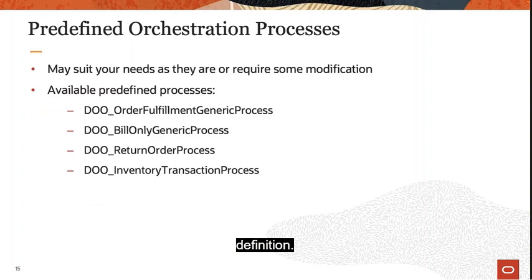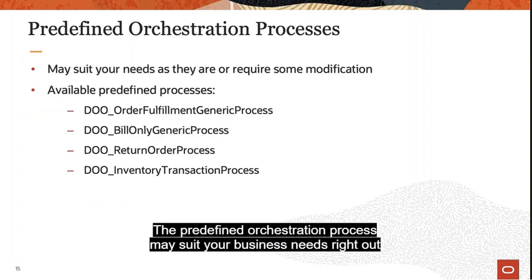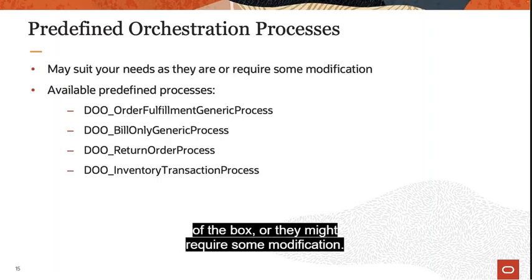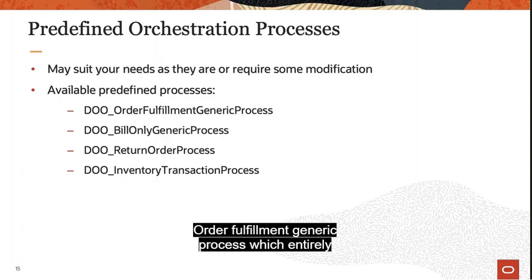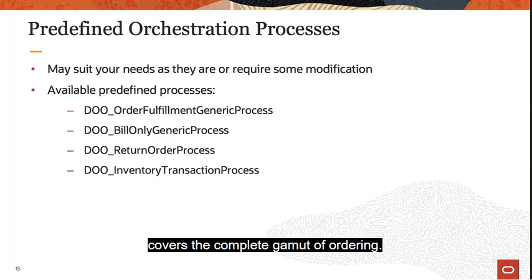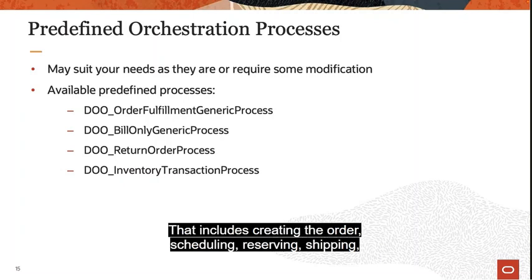The predefined orchestration processes may suit your business needs right out of the box, or they might require some modification. Distributed order orchestration does deliver the following processes. Order fulfillment generic process, which entirely covers the complete gamut of ordering. That includes creating the order, scheduling, reserving, shipping, and invoicing lines.